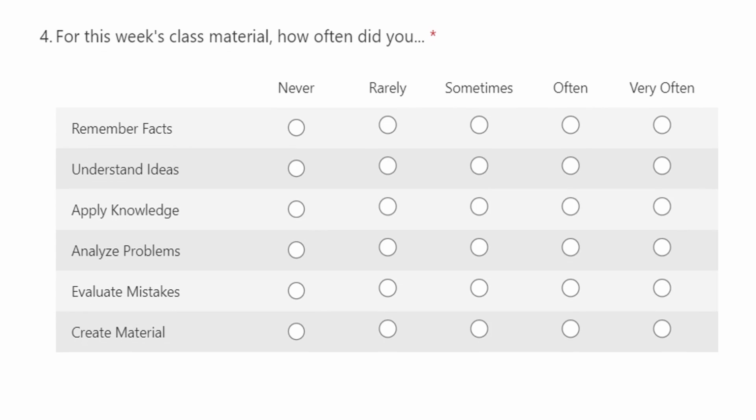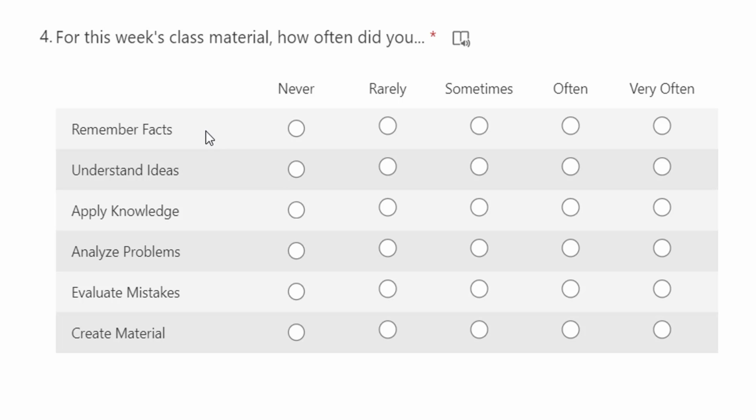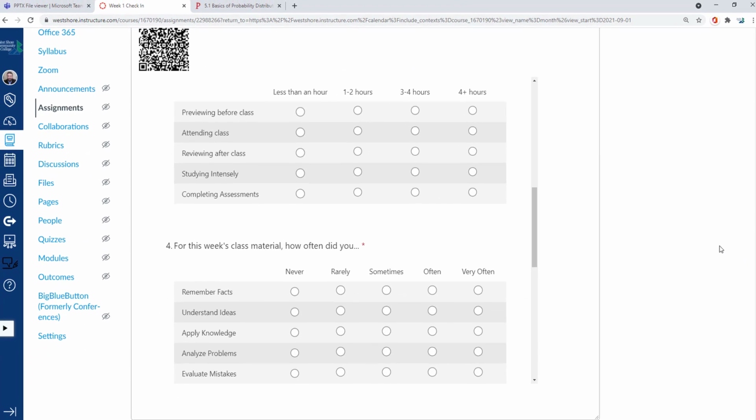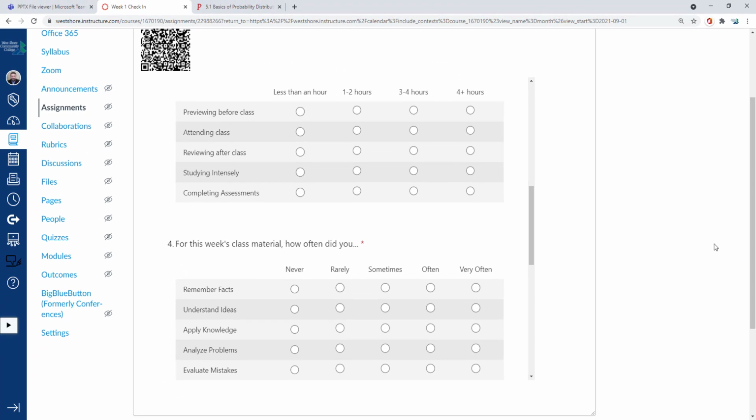I also asked them questions related to Bloom's taxonomy. For this week's class material, how often did you remember facts? All the way up to the highest level of Bloom's taxonomy. By asking these questions every week, I'm hoping that students become a little bit more aware of McGuire's learning cycle as well as Bloom's taxonomy.